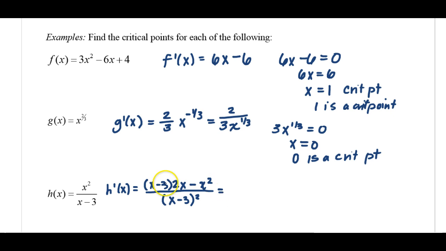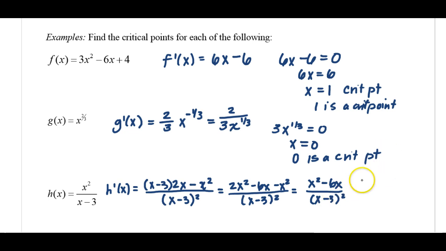So now on the numerator, I will distribute the 2x to the x and the minus 3, so I'll get 2x squared minus 6x minus x squared over (x minus 3) squared. So the numerator, the 2x squared and the minus x squared become one copy of x squared, and then I have minus 6x, and then (x minus 3) squared.